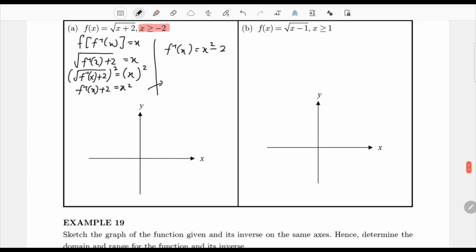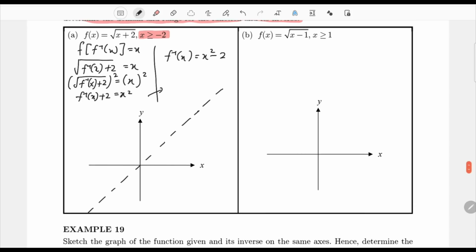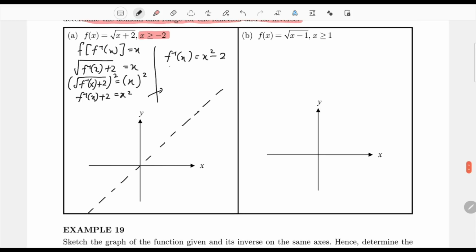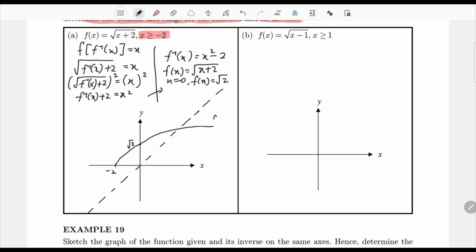Okay, now let's sketch the curve, the graph, starting from the line y equal to x. So your f(x) is square root of x plus 2. So when x is 0, we have f(x) to be surd 2. Right, so here is your surd 2. So here will be your negative 2. So the curve will be something like this. So this is your f(x). So this is your line y equal to x.